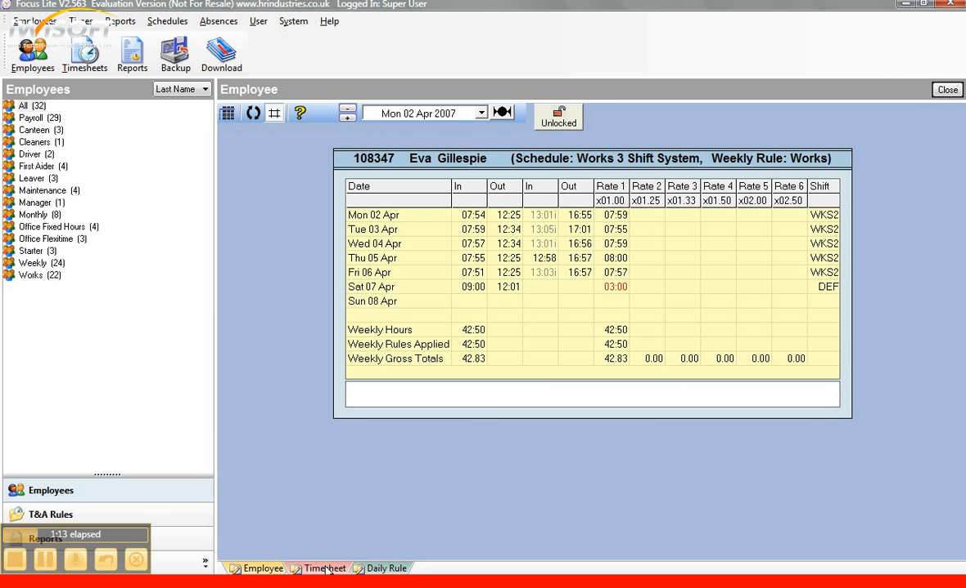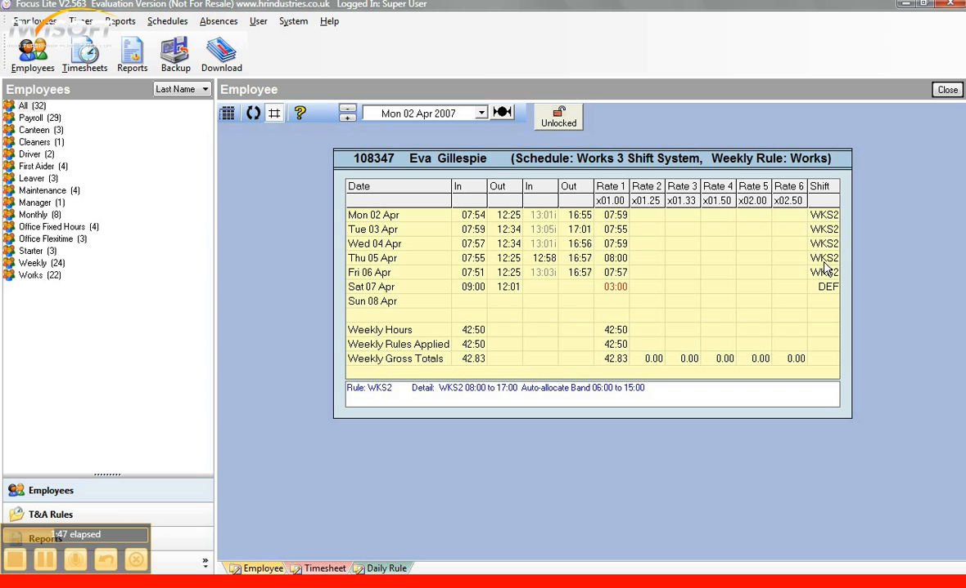If we look at the employee timesheet, we can see our main objective in Focus Lite. In this view, we're able to see the clocking in and out times that have been collected by the terminals over a weekly period. Here we're able to see the total amounts of time calculated in the different rates of pay columns. So here, rate 1 is basic time, rate 2 is time and a quarter, rate 3 is time and a third, etc., etc. These total time columns are calculated by the particular shift or daily rule that has been assigned to that working day, as well as the clocking times.